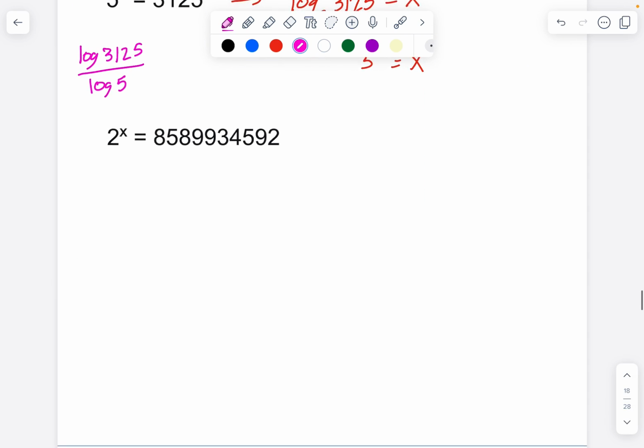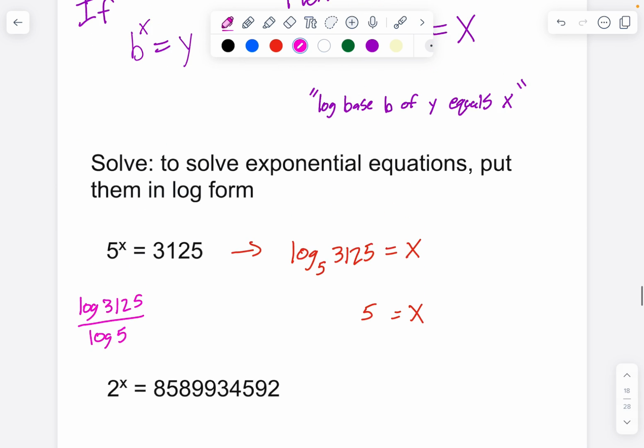I'm going to skip this one. It's going to be the same exact problem, but I'm going to jump back to our first problem that we looked at.